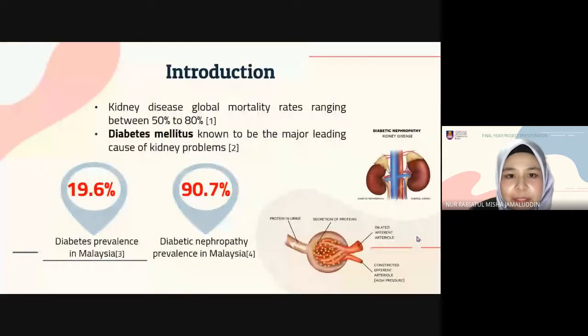A little bit of the background of the study. Kidney disease has become a global health issue with mortality rates ranging between 50% to 80%, and diabetes mellitus is also known to be the major leading cause of kidney problems. In 2020, in Malaysia, the prevalence of diabetes was recorded at 19.6%. Meanwhile, for diabetic nephropathy, it is recorded much higher at 90.7%.